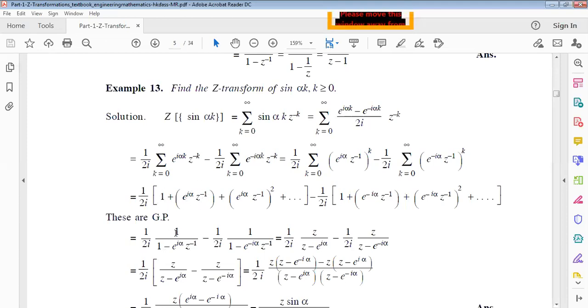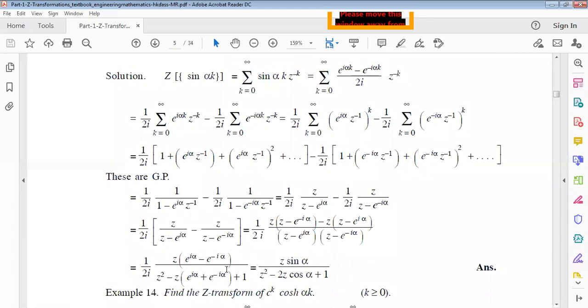First term is 1, a is 1. This is the formula, 1 minus this is the common ratio. Common ratio means second term divided by first term or third term divided by second term, same. Then for this second series, minus 1 by 2I, 1 divided by 1, first term 1, this is the formula, 1 minus this is the common ratio for the second series. Then we get z inverse, z to the power minus 1, can be written in the numerator, z divided by this one.